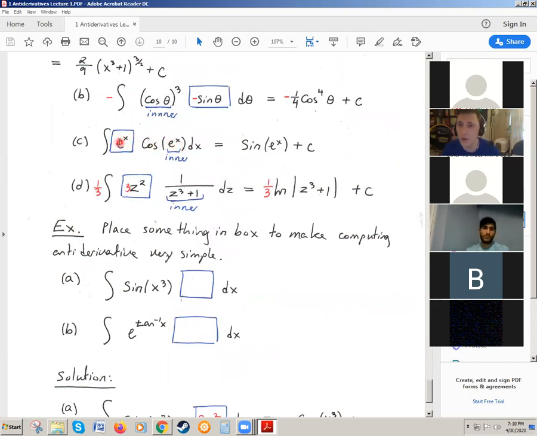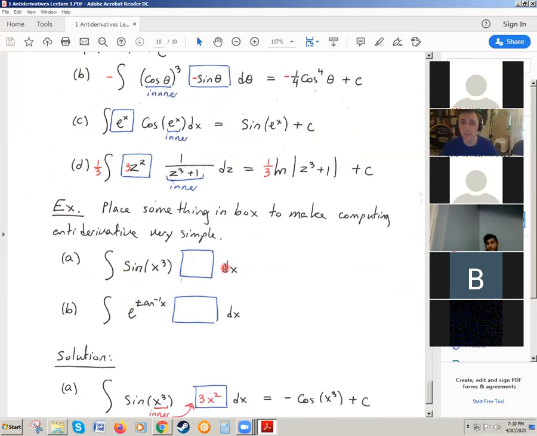Usually you are already told what's in the box, but I'm trying to train your eyes to see what must be in the box, to recognize the inner function and the outer function. That's pretty much how we're looking for the actual question. We want to understand how to recognize the inner function and the outer function. So in the box, I would place the derivative of the inner function. And the outer function is, in this case, sine. Here, the outer function is e to the power something, right?